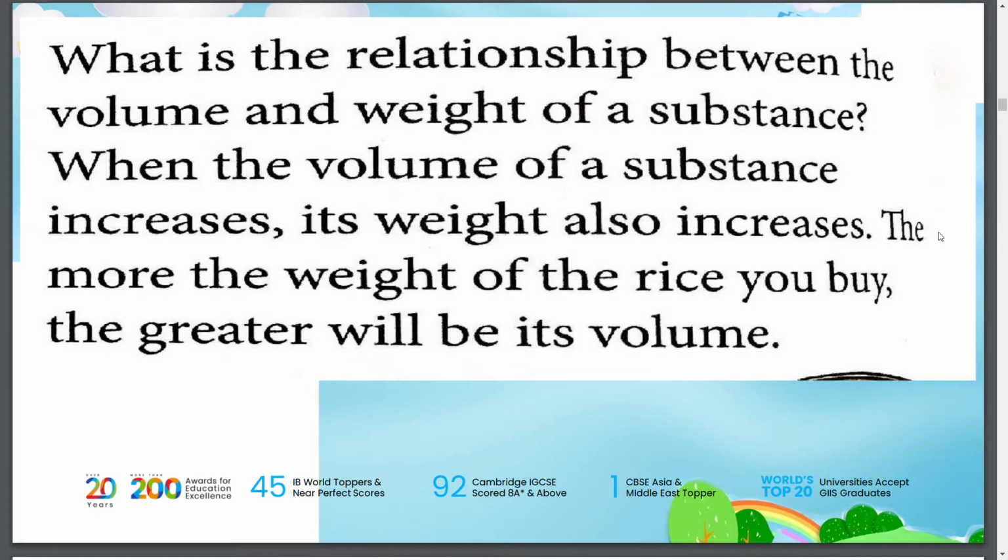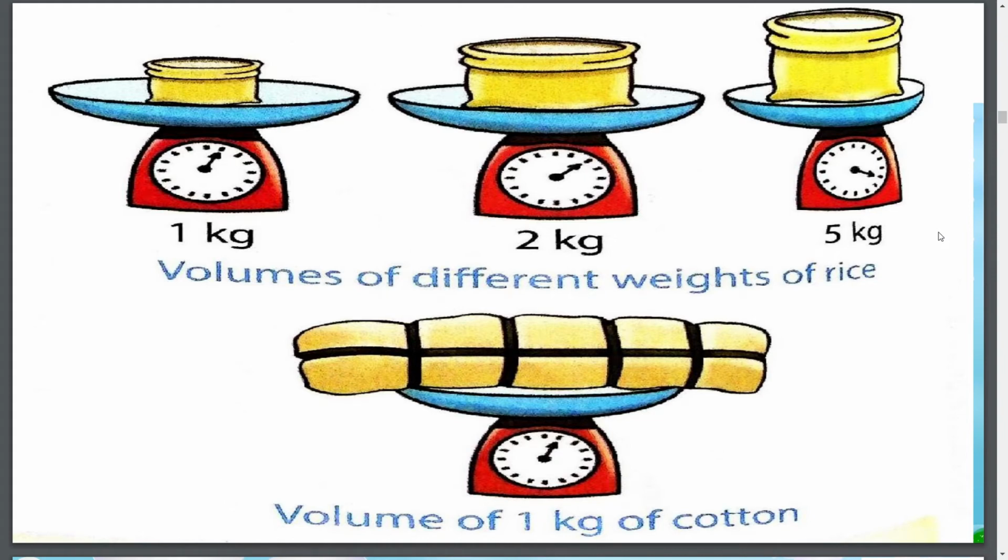Let's see what the relationship is between the volume and the weight of a substance. When the volume of a substance increases, its weight also increases. The more weight of rice you buy, the greater will be its volume. So here, as you can see, 1 kg, 2 kg, 5 kg. These are the volumes of different weights of rice. The volume of 1 kg of cotton is really bigger than all of these combined, but it just weighs 1 kg, while these, if you add all of them, are around 8 kg. So this is volume, this is weight. They use this item to measure.